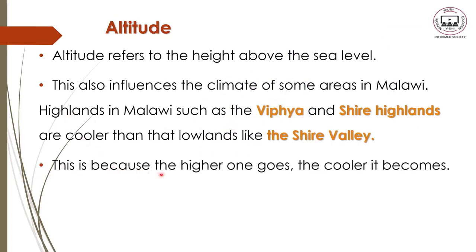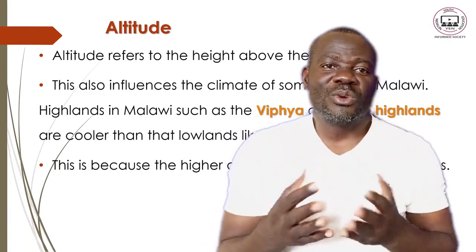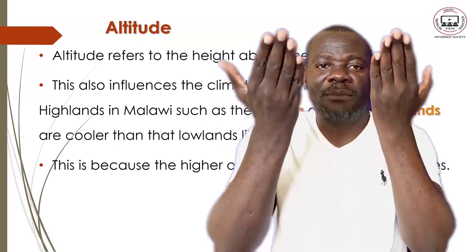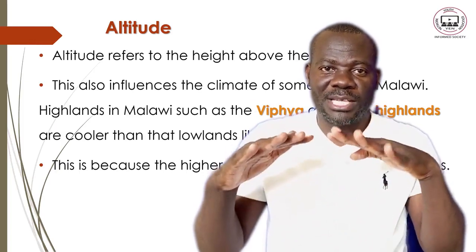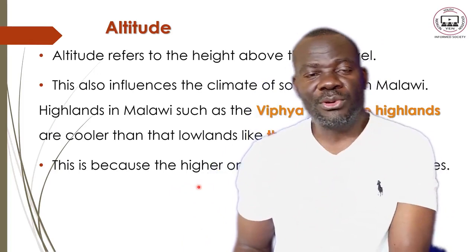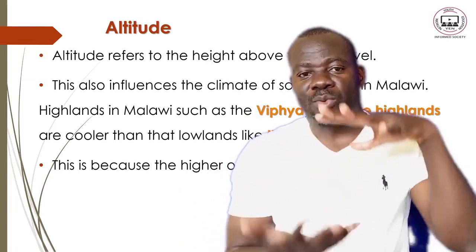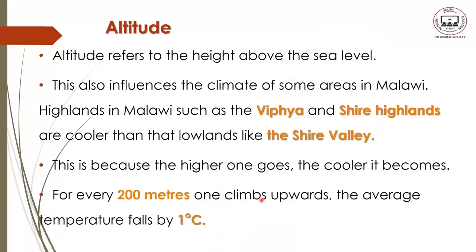So this is because the higher one goes, the cooler it becomes. So here now, in geography, it is mentioned that when someone goes up above the sea, it becomes very cool. When he goes down closer to the sea, then the area becomes hotter. So the higher you go, it becomes cool. But when you go down, it becomes hot.